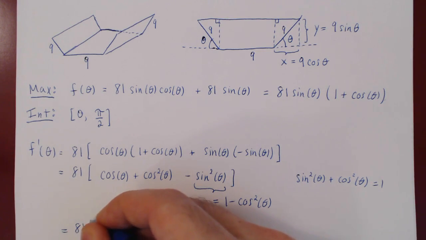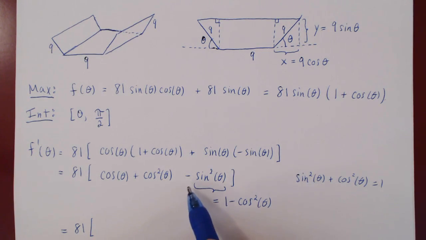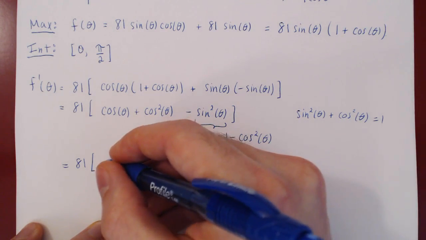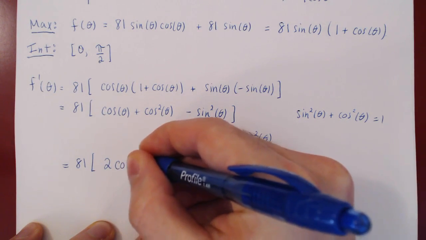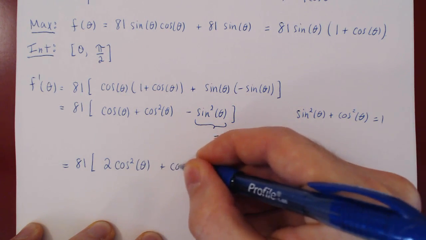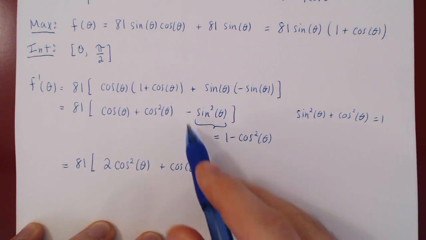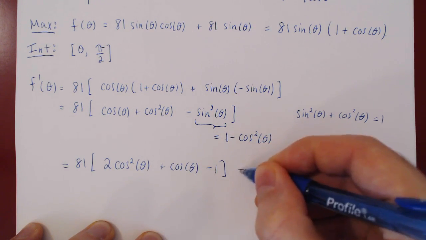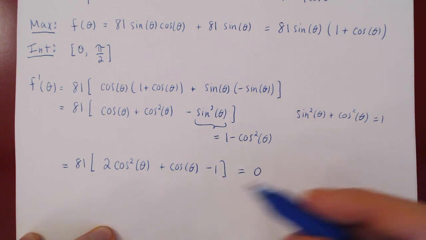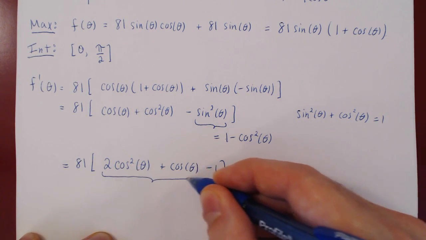This will be 81. And now let's see. We are negating this, so we'll have negative 1 positive cos squared, but we already have a cos squared, so we'll have cos squared plus cos squared, so 2 cosine squared, plus a cos of theta, and finally negative 1. And this has to be 0. But again, if 81 times something equals 0, well, this must be equal to 0.